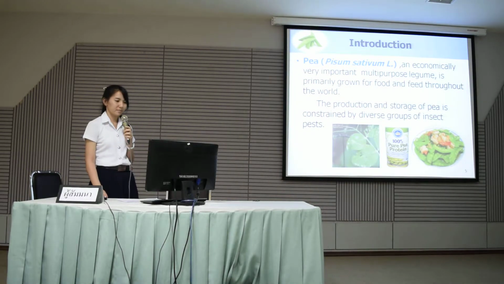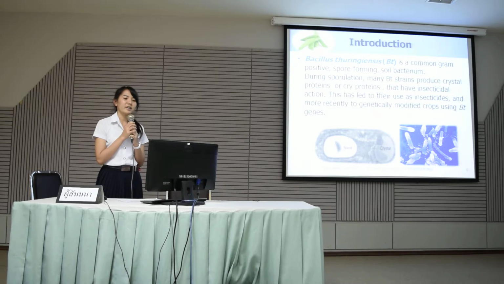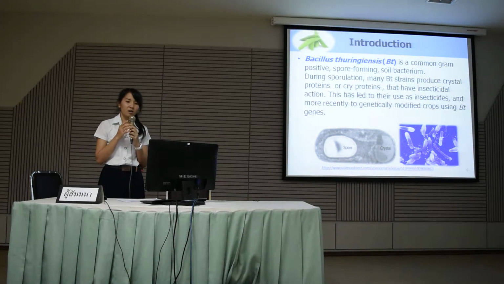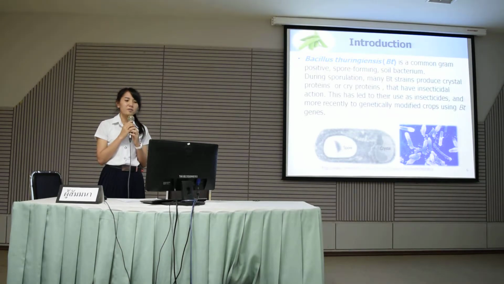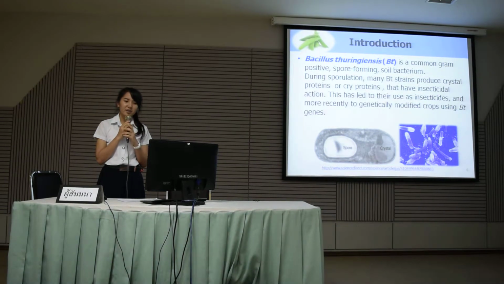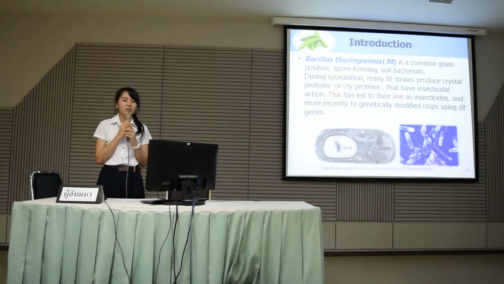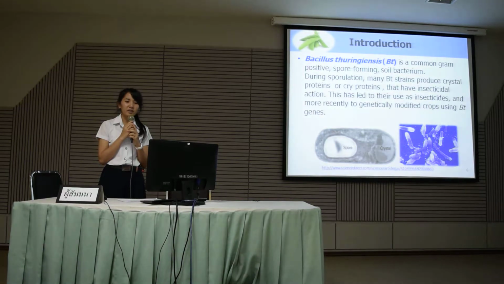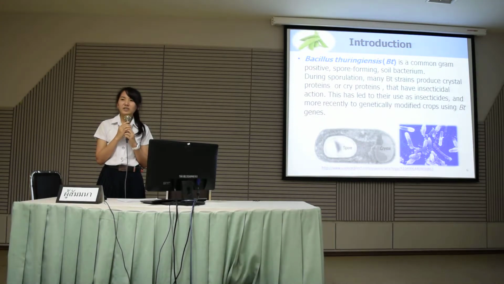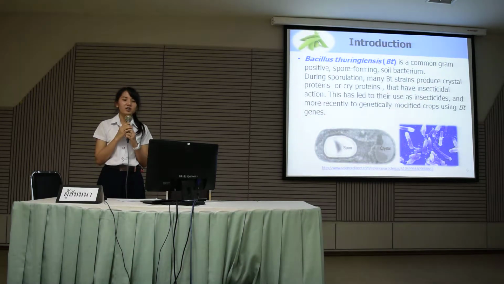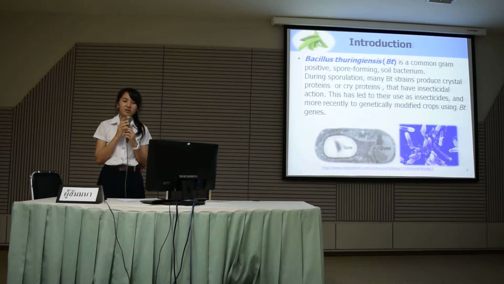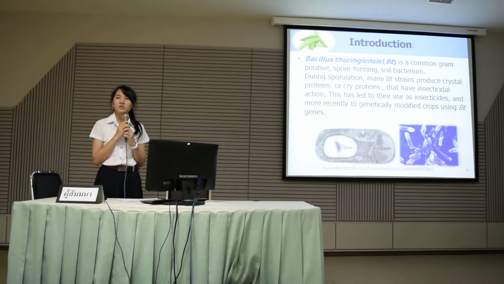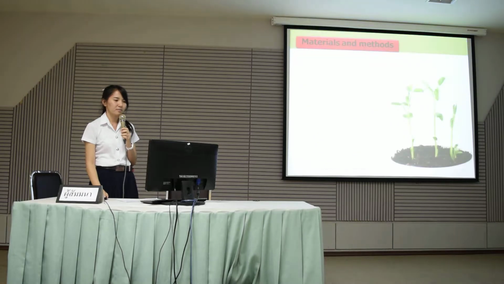transgenic crops. Bacillus thuringiensis is a common gram-positive bacterium. During sporulation, many Bt strains produce crystal proteins or glycoproteins that have insecticidal action, and it has led to their use as insecticide, and more recently to genetically modified crops using Bt genes.